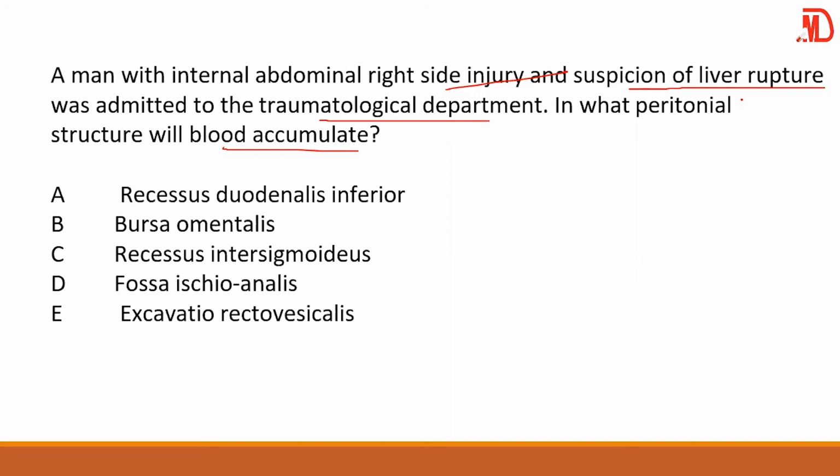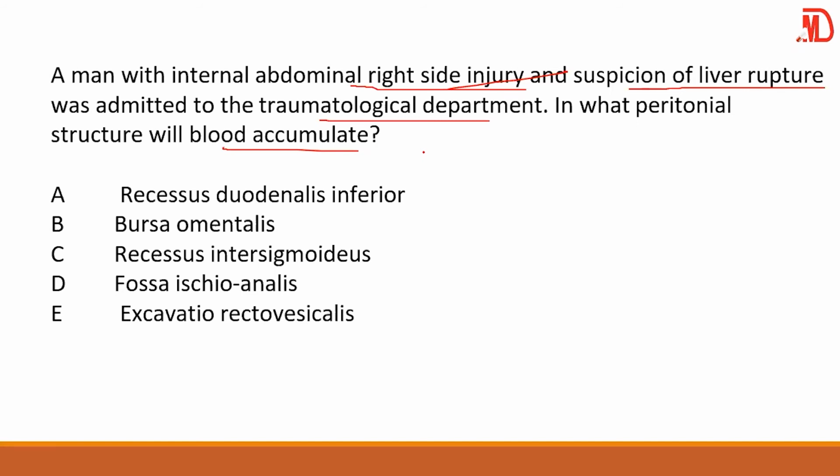hole, or let me say a small excavation, or a small pouch, where when there's an injury, these things easily get lodged. That is what comes to mind. Don't forget again, there is an internal abdominal right-sided injury and a suspected rupture of the liver. So where would the substances go?